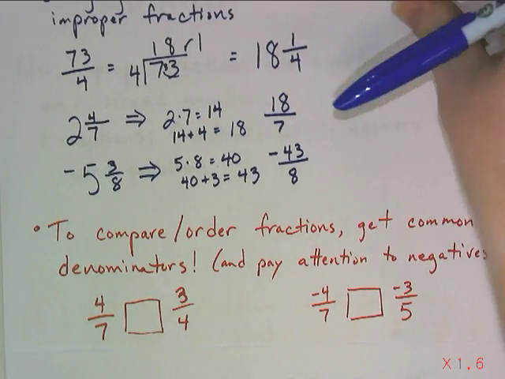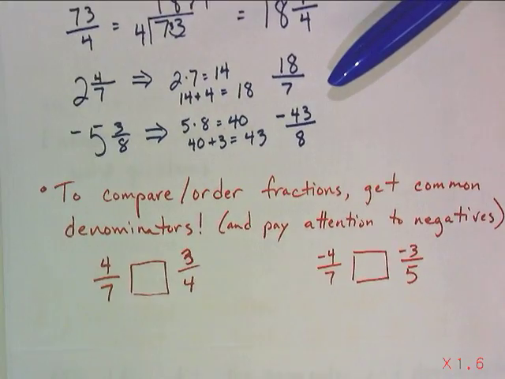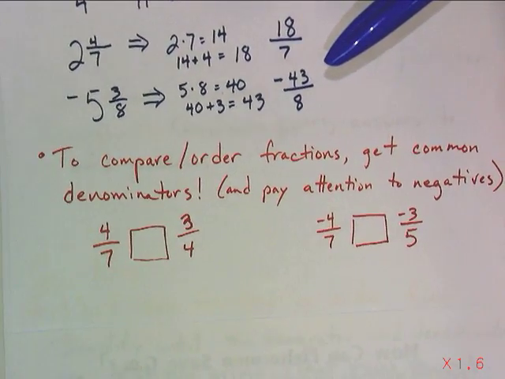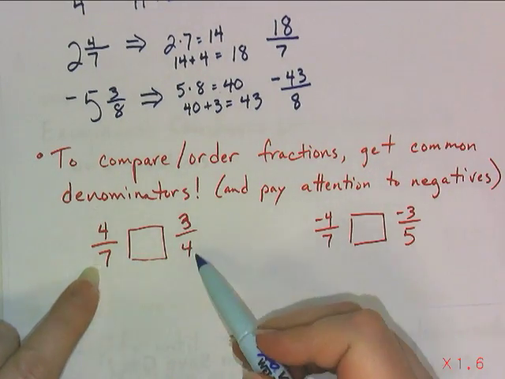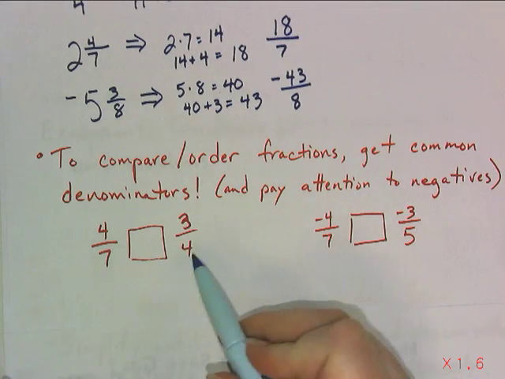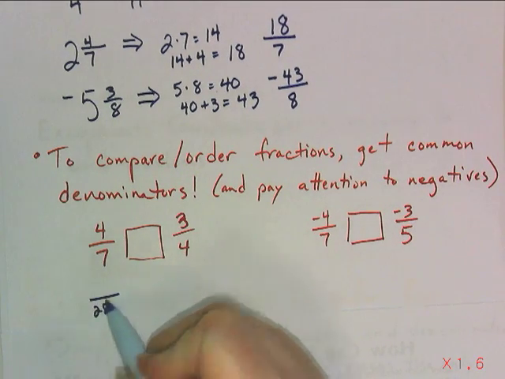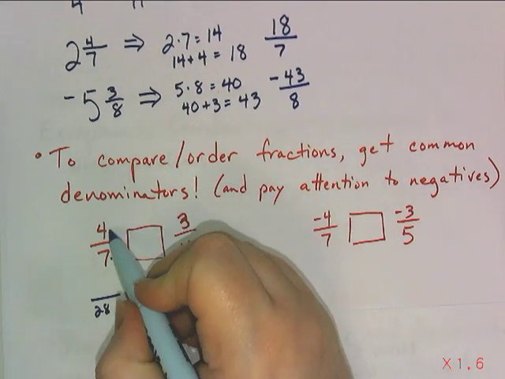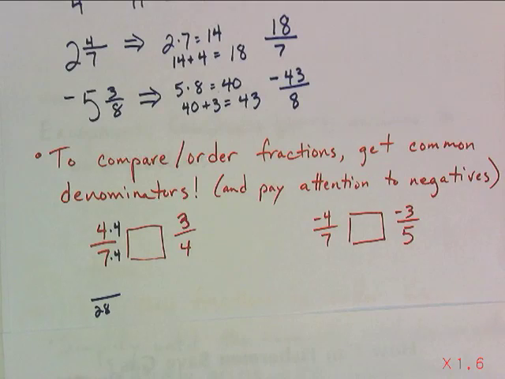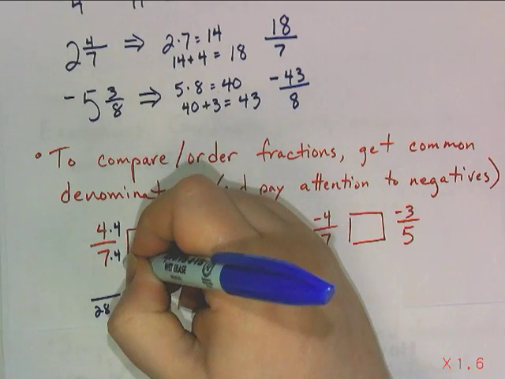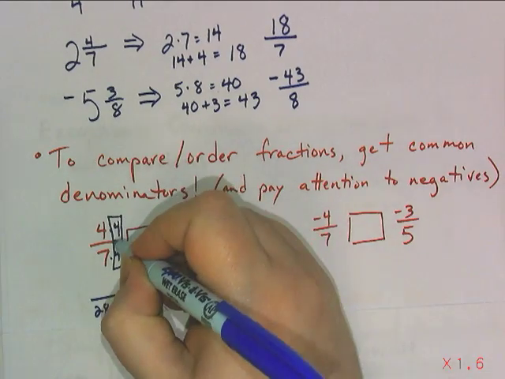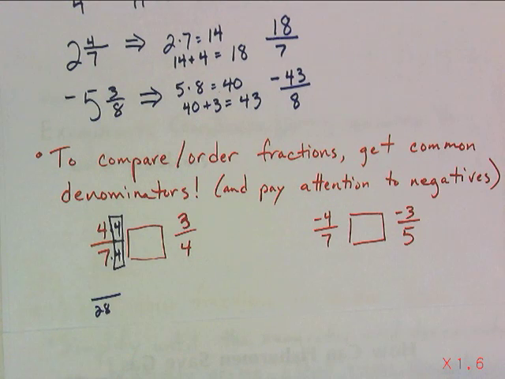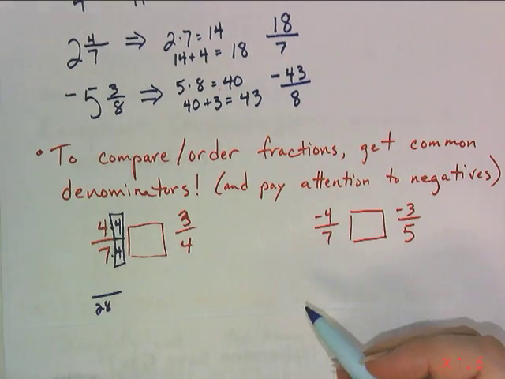4/7 compared with 3/4. We want to fill in the inequality symbol here, but I need common denominators. One easy way of finding common denominators is multiplying our 2 known denominators together. 7 times 4 is 28. But if I multiply the 7 times the 4, I also need to multiply the 4 times the 4. Remember, that's because I'm just multiplying this fraction times the number 1, 4 over 4. And multiplying times 1 doesn't change its value. It just changes the way that it looks.